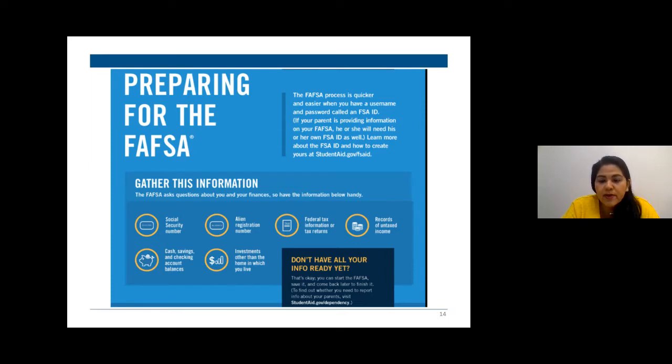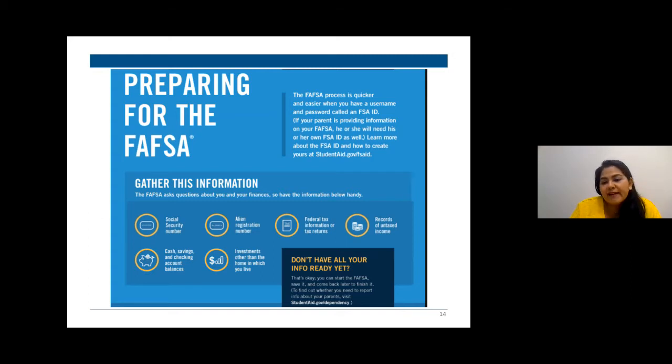You also want to make sure that you have your tax returns available, last year's tax returns. You will be asked questions around income, earnings, assets, the number of family members, the number of family currently in college. And so your tax returns will be able to provide answers to those questions that you will be asked during the FAFSA process. And if you have any assets or additional income, you will also want to make sure that you have that information readily available, as the FAFSA application will ask you questions around that.